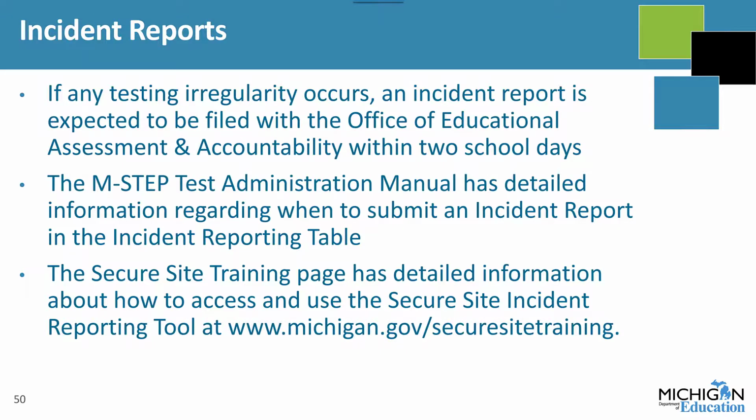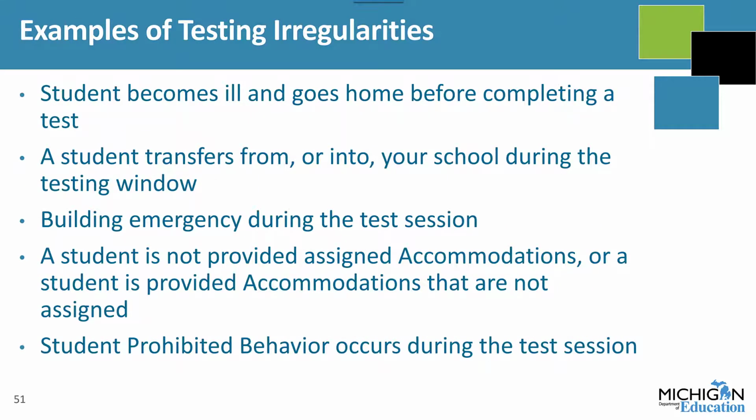www.michigan.gov/securesitetraining. Some examples of testing irregularities can be if a student becomes ill and goes home before completing a test, or a student may transfer from or into the school during the testing window, or if a building emergency occurs during the test session. Also, if a student is not provided assigned accommodations or is provided accommodations that are not assigned, or a student engaged in a prohibited behavior that occurred during the test administration. These irregularities are a few examples of reasons that an incident report should be submitted.